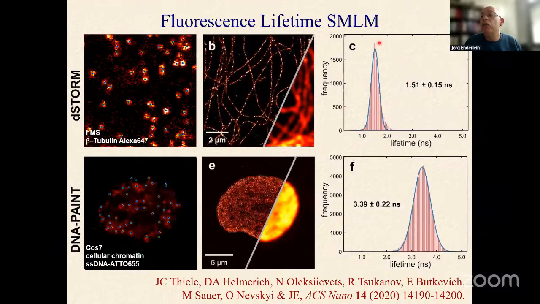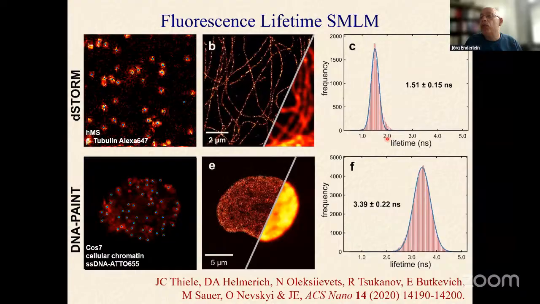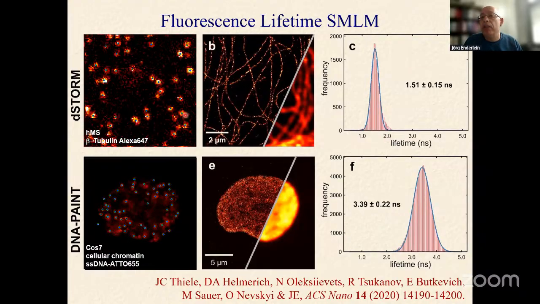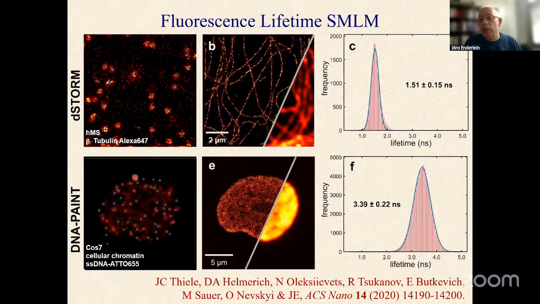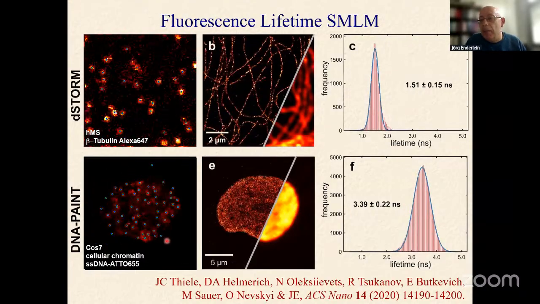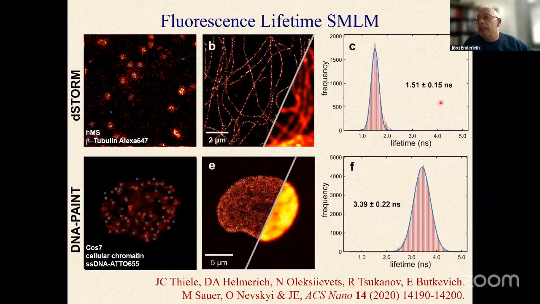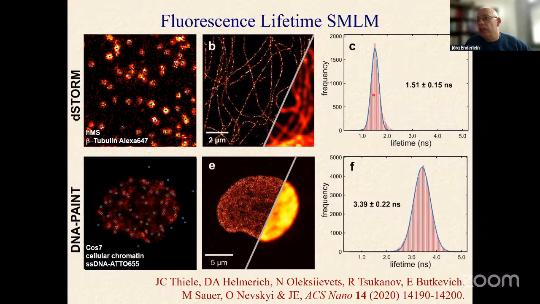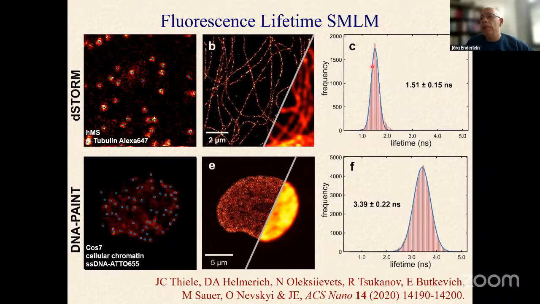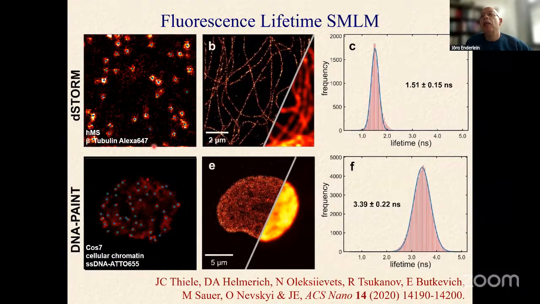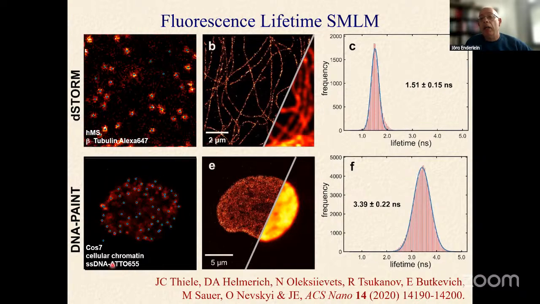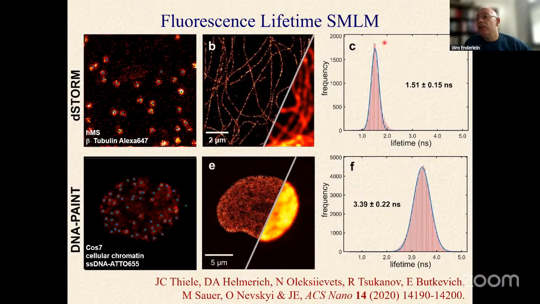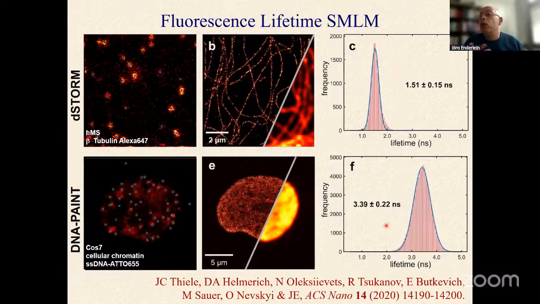So what you see here is a histogram of the lifetime values for all identified and recorded single molecules in this sample here, or here in this sample. And we can nicely see we have a very perfect distinction between these two samples, because here it's a short lifetime dye, Alexa 647. Here it's a long lifetime dye in the sample, ATTO 655. And also the width of these distributions is basically shot noise limited.